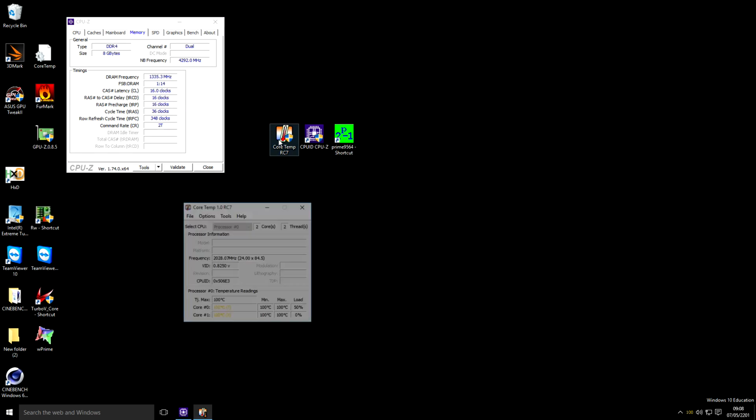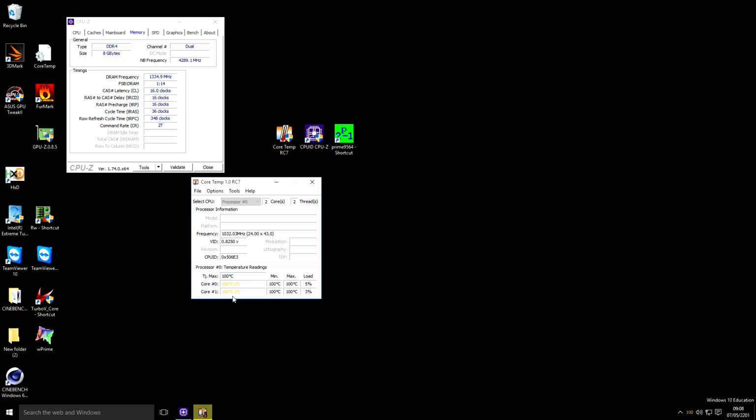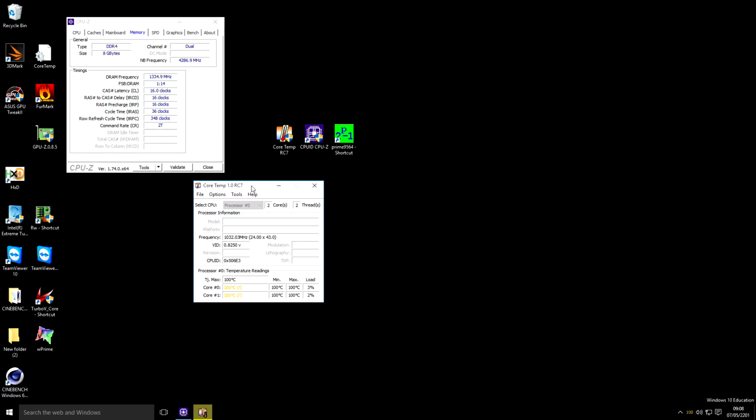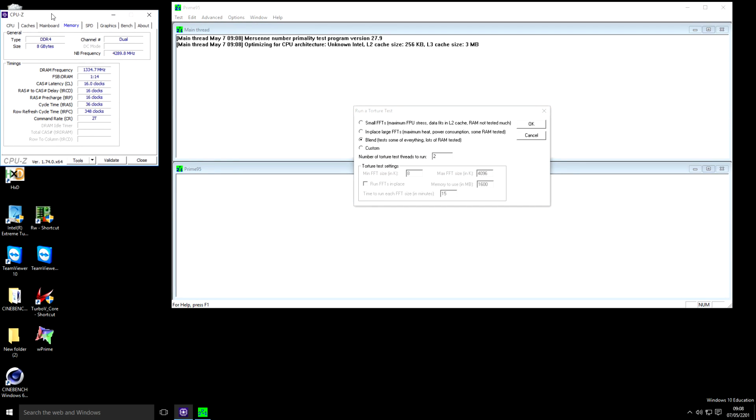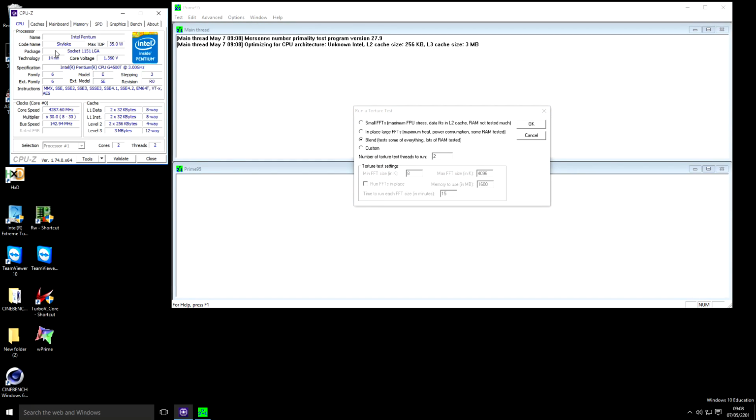Now let's take a look at Core Temp. And this is what I mentioned earlier. You can see that it's always at 100 degrees. So this is obviously not a correct readout, and you can completely ignore that. So far there is no tool you can use to read out the temperature with a non-K BIOS.